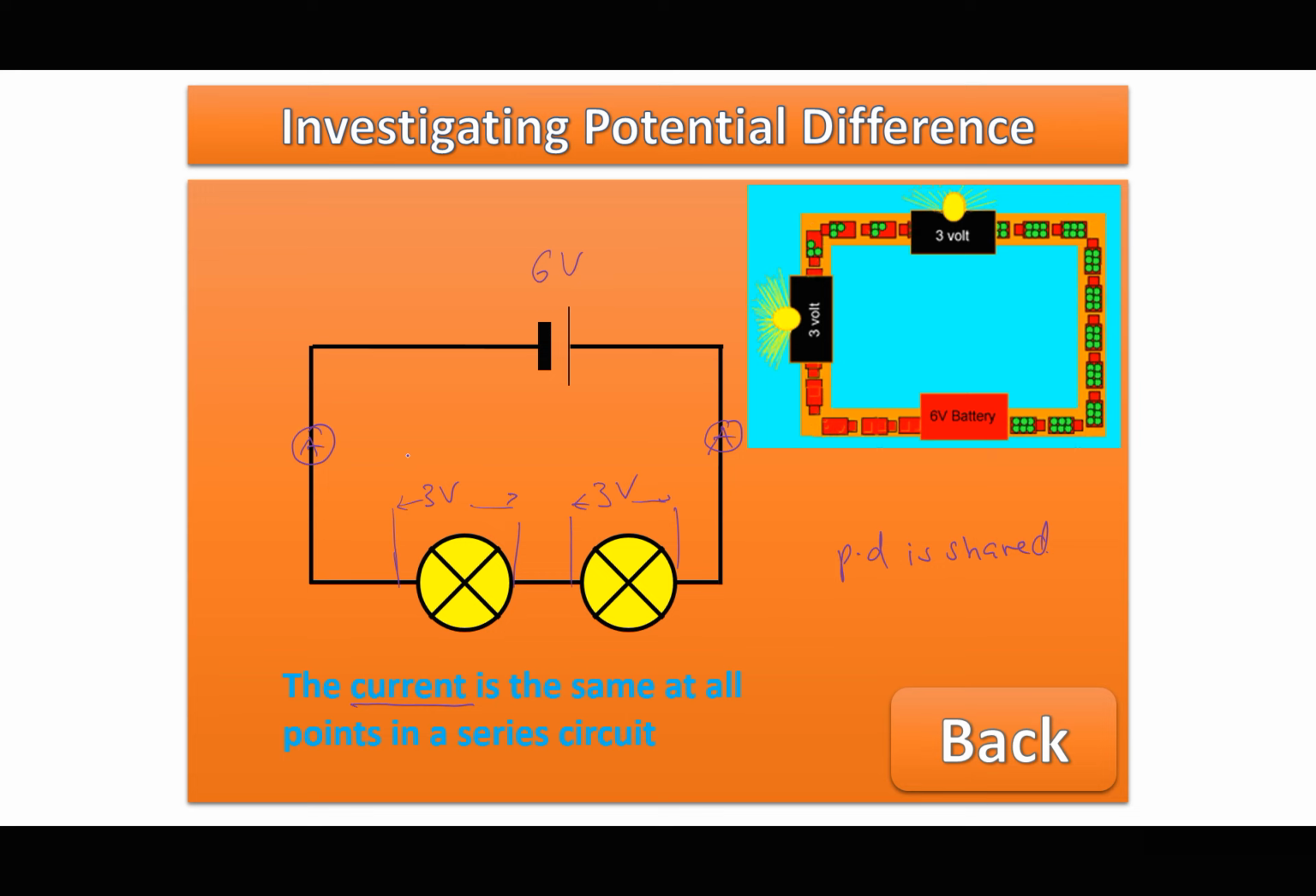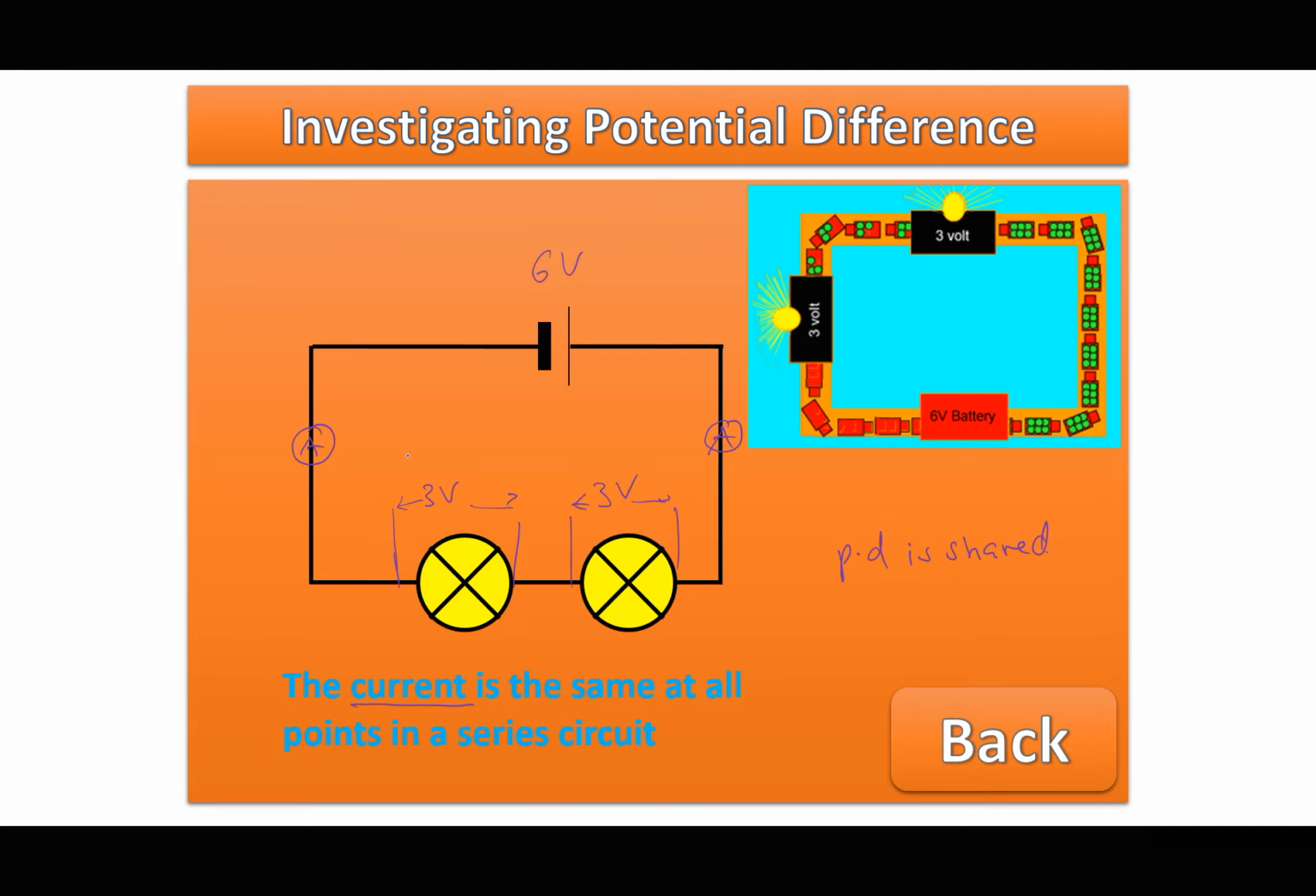But if you put a voltmeter across each of these bulbs, you must have noticed that the PD across each is going to be less than the EMF, but the sum of the PDs is going to be equal to the EMF, which means the PD is shared, or the EMF is shared among the components.